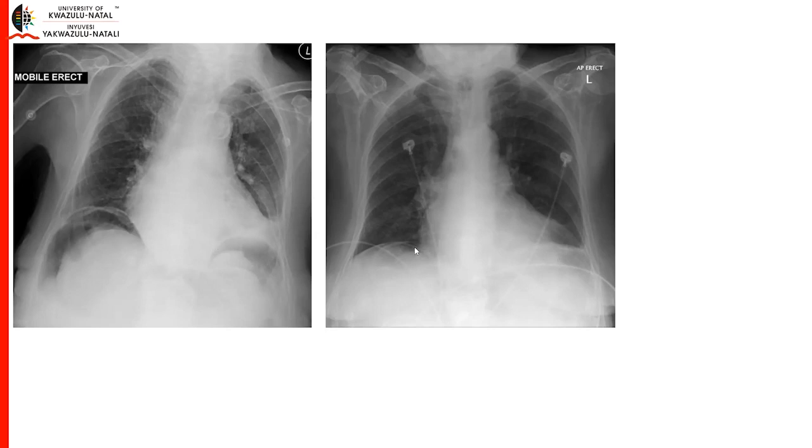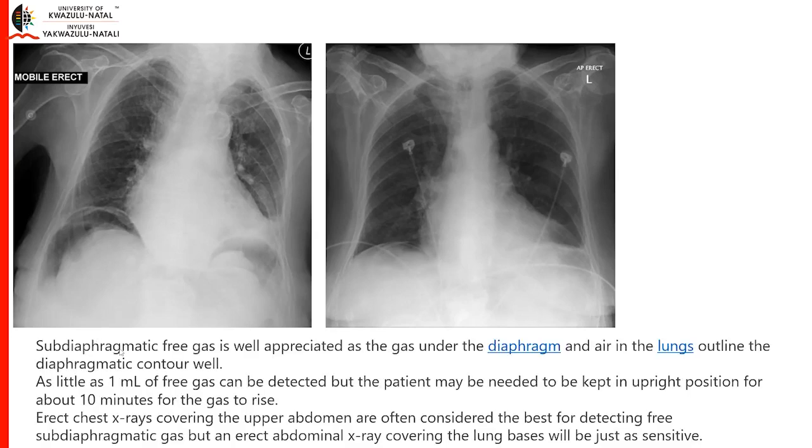On this x-ray here, it's not as clear, right? But basically there is a lucency below the diaphragm, and that would be in keeping with subphrenic air. Okay, good. So subdiaphragmatic air is relatively easy to appreciate, especially if you've got adequate exposure of the x-ray showing the lung fields, because you see air above the lung field, above the diaphragm and below the diaphragm, and that delineates the diaphragm for you.